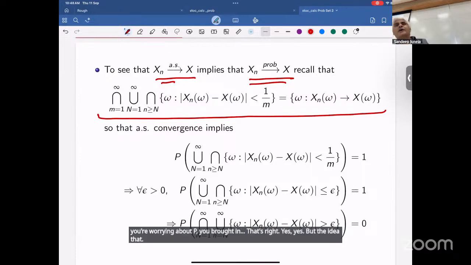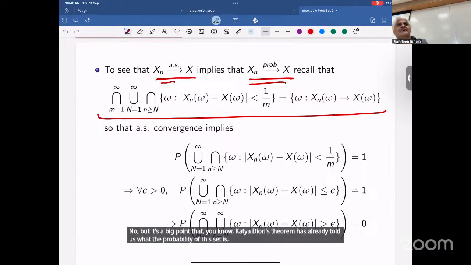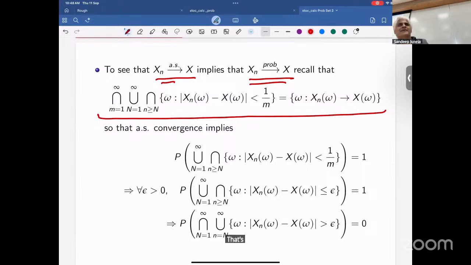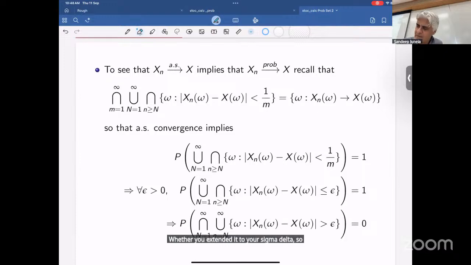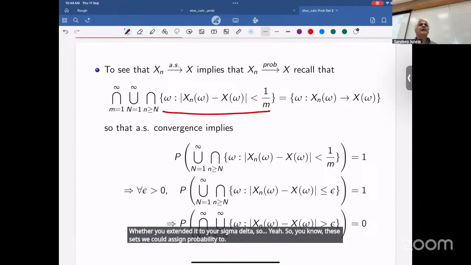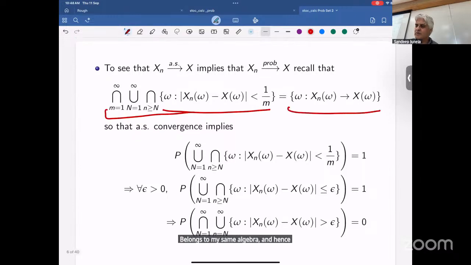But it's a big point that Carathéodory's theorem has already told us what the probability of this set is. That's an important idea. We define it for simple sets like this, and then you extend it to your sigma algebra. So these sets we could assign probability to, we assign it to an algebra, and then it extends to the sigma algebra, and this whole set belongs to my sigma algebra, and hence this set belongs to my sigma algebra. So it's a well-defined set.